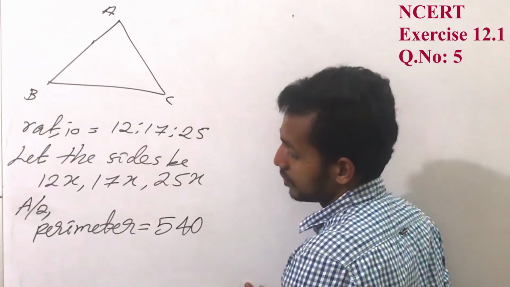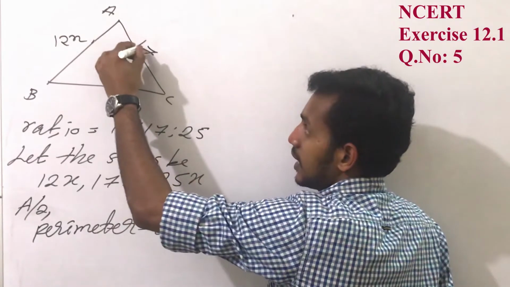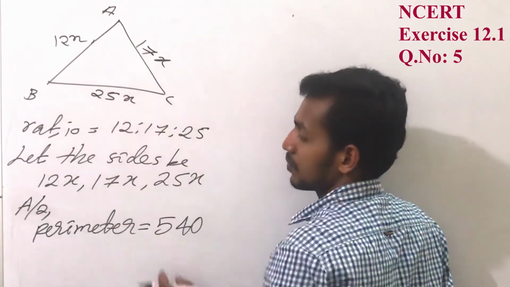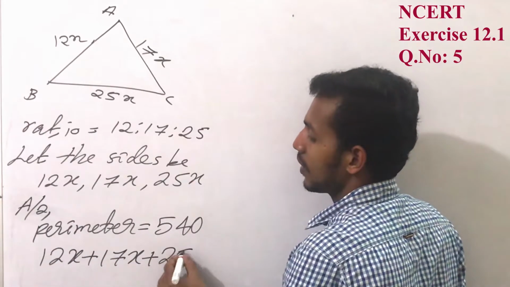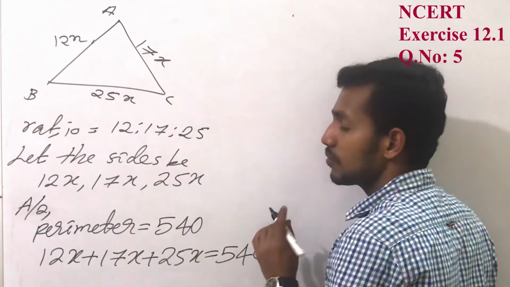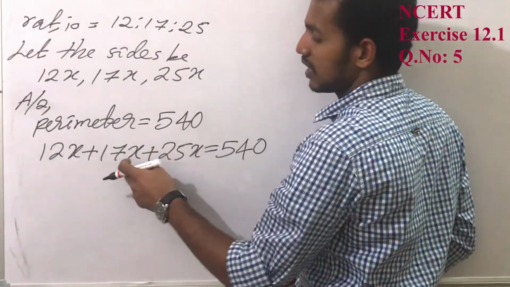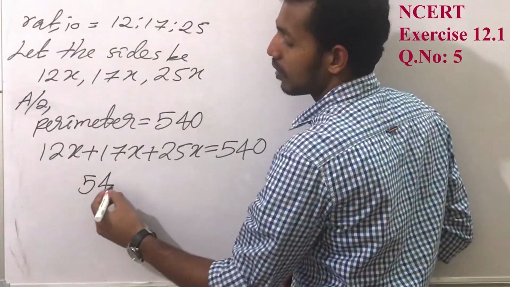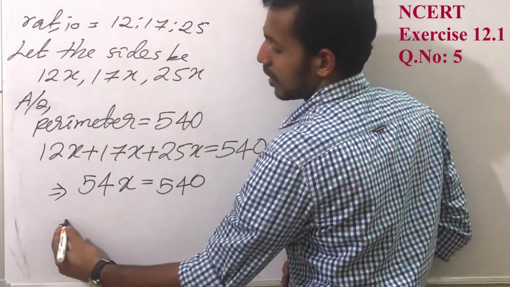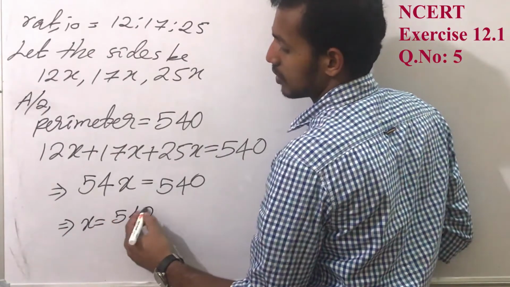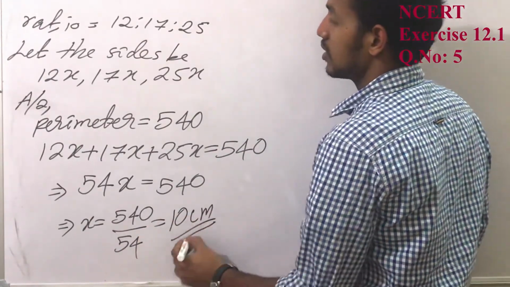Now, according to the question, perimeter is equal to 540. What is perimeter? Sum of all the sides: 12x plus 17x plus 25x is equal to 540. So 12x plus 17x plus 25x will be 54x is equal to 540. That implies x is equal to 540 divided by 54, which is equal to 10 centimeter.